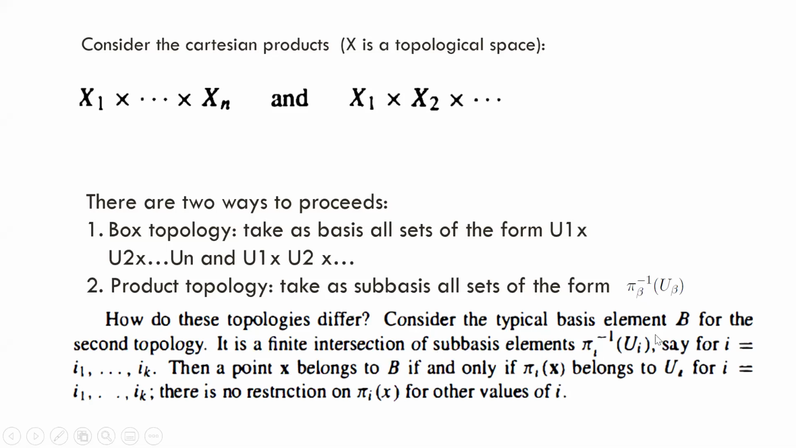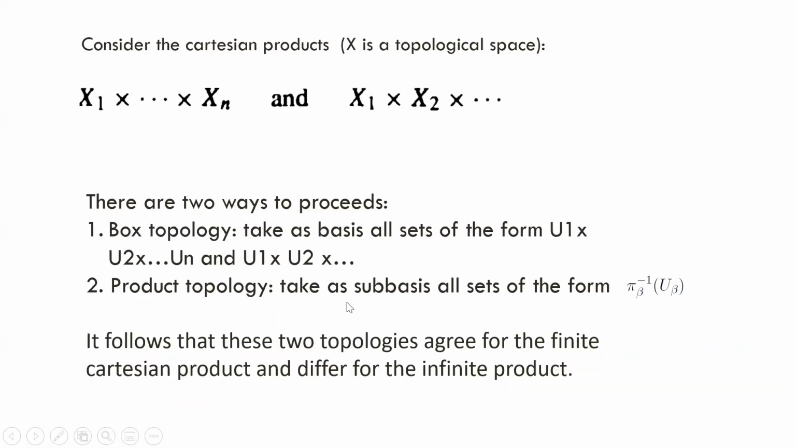The typical basis elements B in the box topology and product topology are different, because this projection map can only restrict from y1 to yk, and there's no restriction on other values of yi. So when the products are finite, these two topologies are the same, but they're different in infinite products. I will talk about more details later.